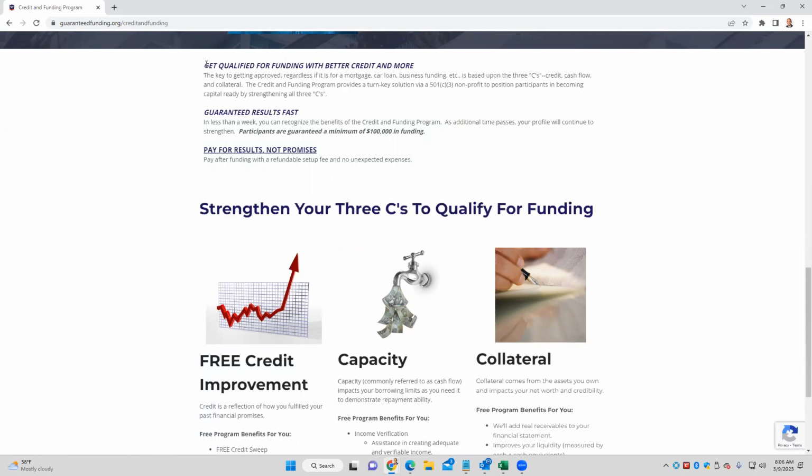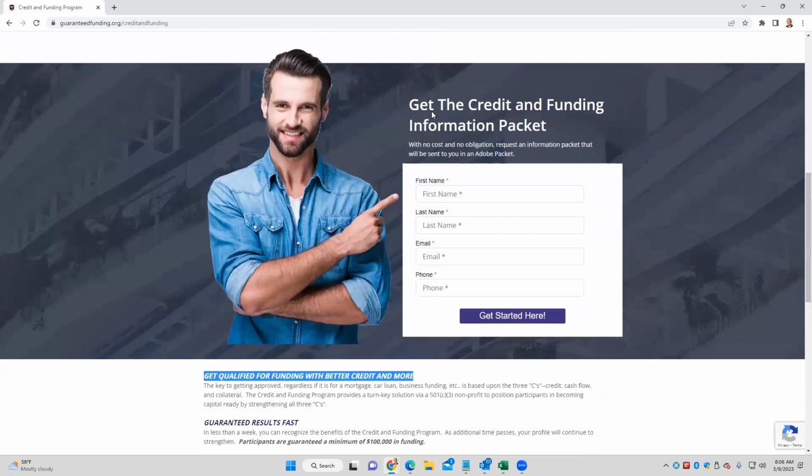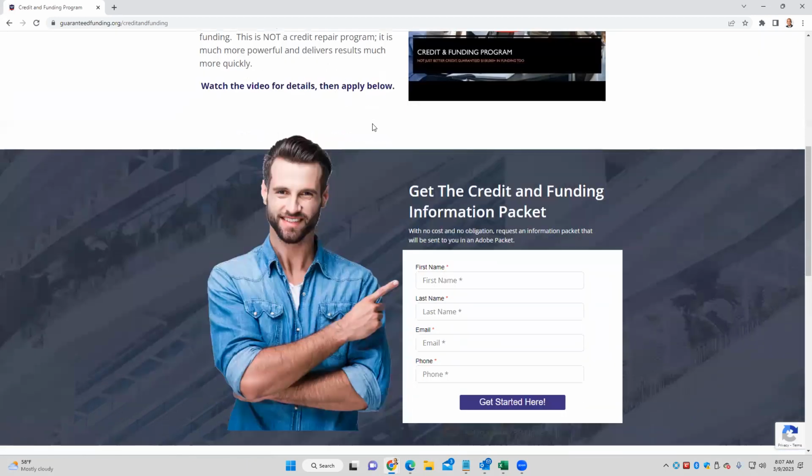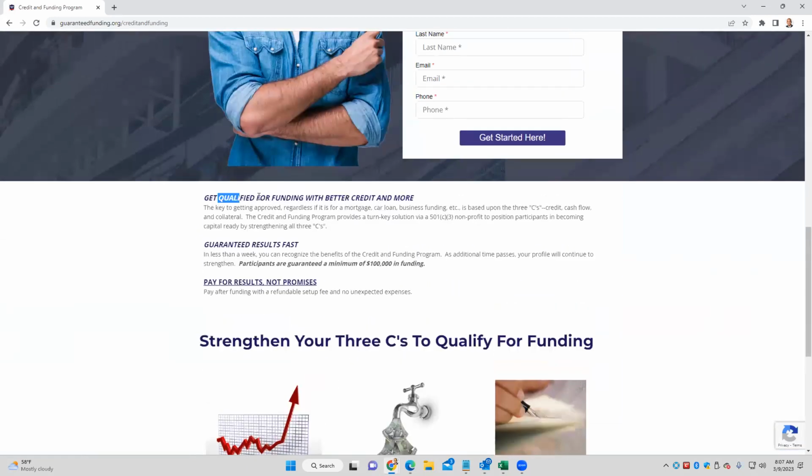So what we have here is specifically 3 paragraphs, and then we drill into the 3 C's. So we are going to help them get qualified for funding with better credit and more. And again, the name of the program is Credit and Funding, and that's important because at no charge, we're not selling credit repair. There's no cost. We're helping them improve their credit profile. That makes sense because that's a barrier for a lot of people, but the end result is they typically want the funding.